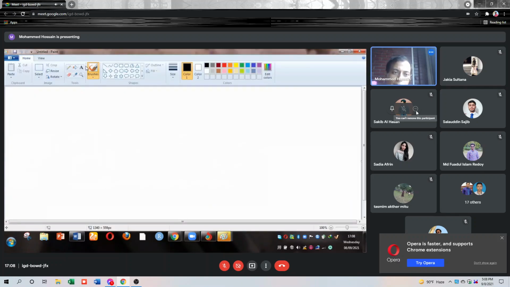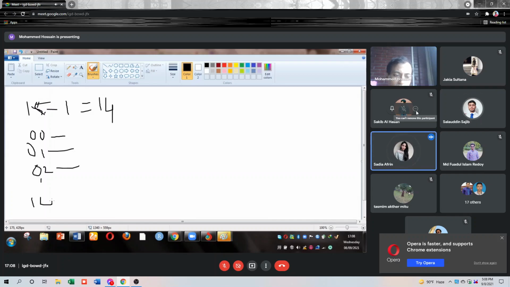So for 15, subtract 1. 15 minus 1 is 14. Is 14 a single digit or two digits? Two digits. Okay, so start from 0. One upazila name is 00, another upazila is 01, another 02, like this, 03, up to 14. It is just numbering the upazila names.